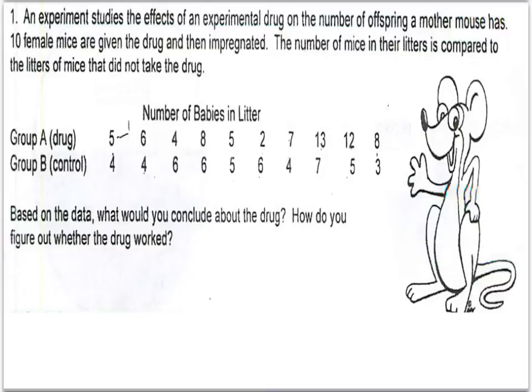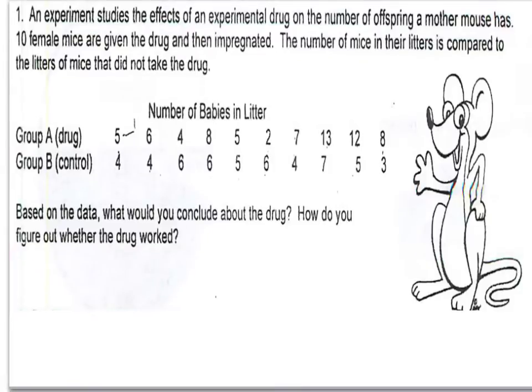An experiment studies the effects of an experimental drug on the number of offspring a mother mouse has. 10 female mice are given the drug and then impregnated. The number of mice in the litters is compared with litters of mice that did not take the drug. So group A got the drugs. Group B didn't.